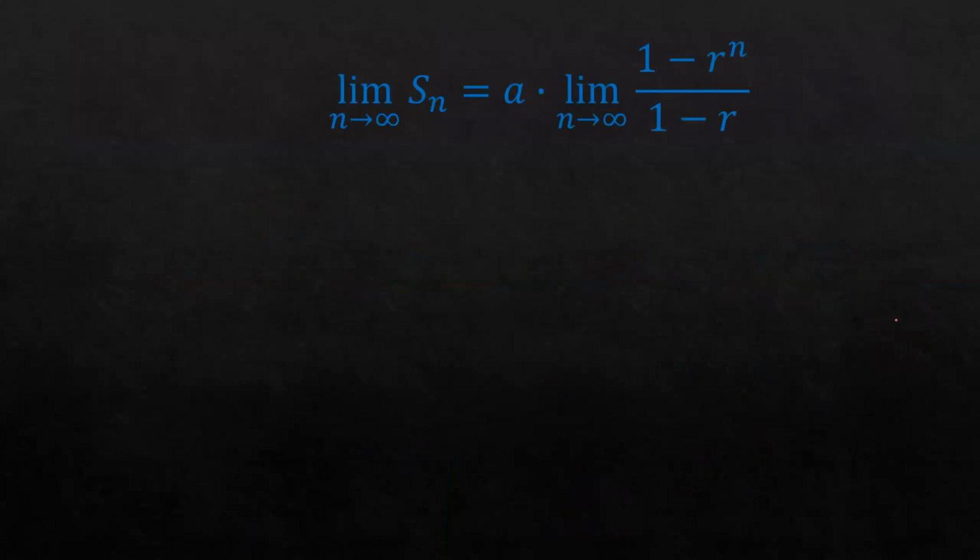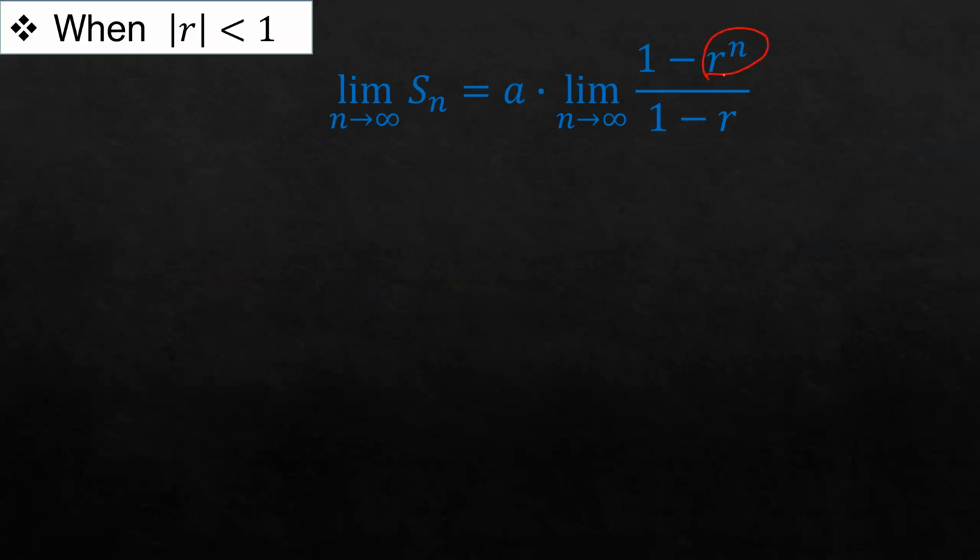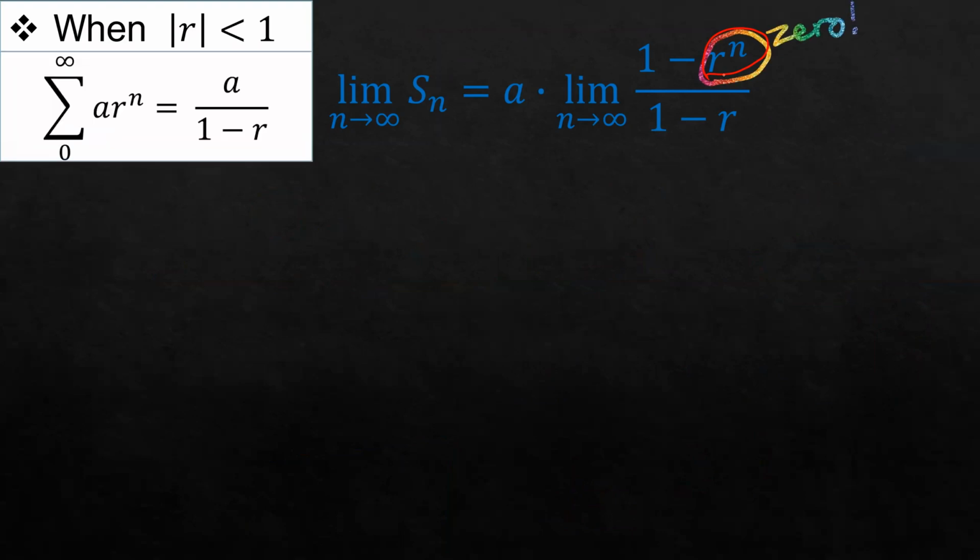All right, so here it is again. And we are focusing on this part, okay? When the absolute value of r is less than 1, we know the geometric sequence will converge to 0. So the sum will just be a, this term here, multiplied by 1 over 1 minus r, which would be just a over 1 minus r.